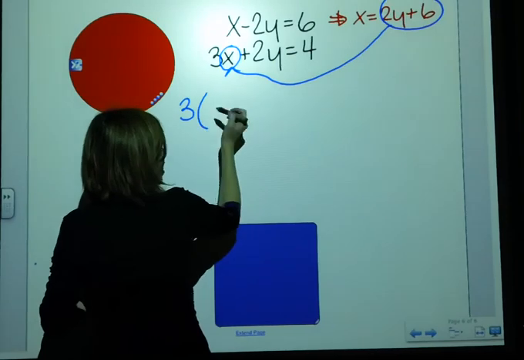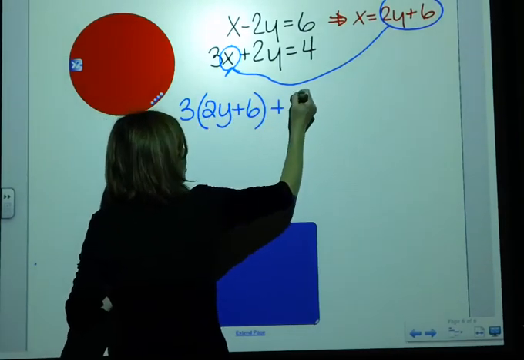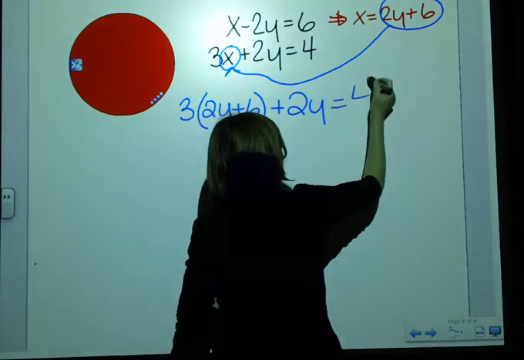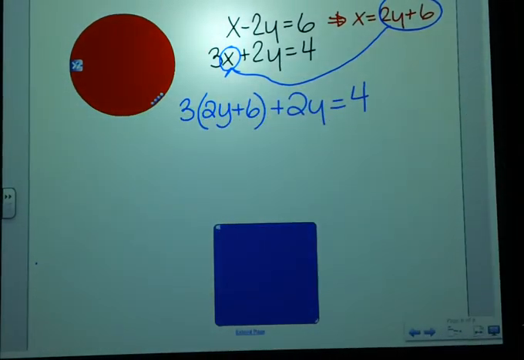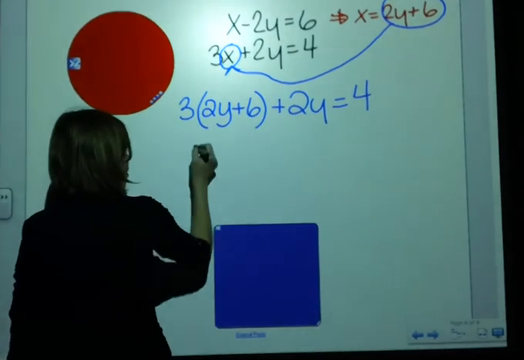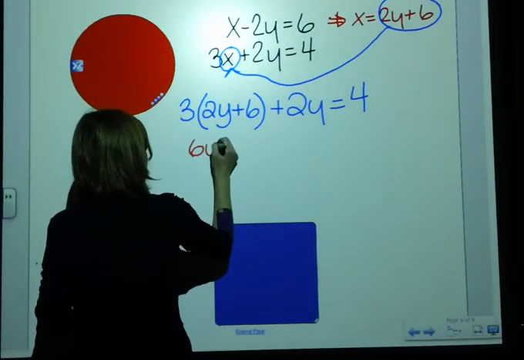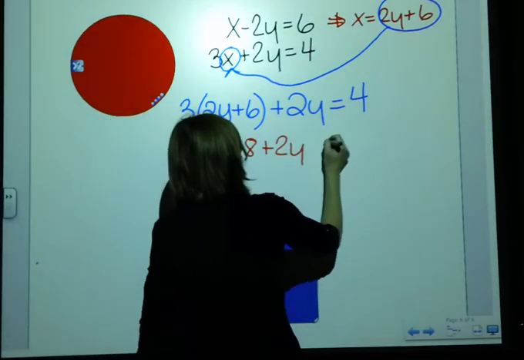So I've got 3 times 2y plus 6 plus 2y equals 4. Now remember, be careful when you rewrite the equation because we don't want to mess up because we've rewritten the equation wrong. Okay? All right, so now it's an equation in one variable, so it should be pretty easy for me to solve. I distribute my 3 and I get 6y plus 18 plus 2y equals 4.